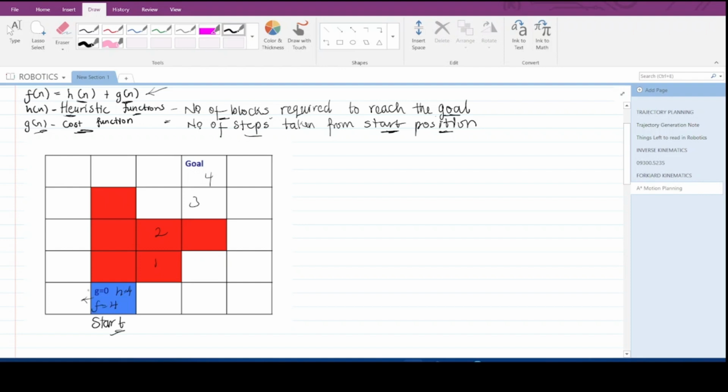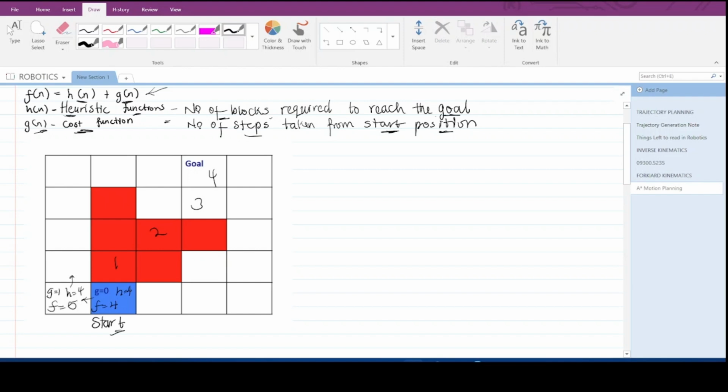Okay, so next, let's let our robot move to this block here. When it moves here, g is going to count 1 because you've moved 1 step. And then your h, I'm going to just clean this up so it won't confuse us. Starting from here, 1, 2, 3, 4. It still takes 4 blocks to get to the goal, so h equals 4. Then f equals 4 plus 1, which is 5.